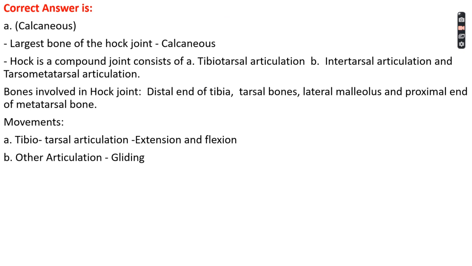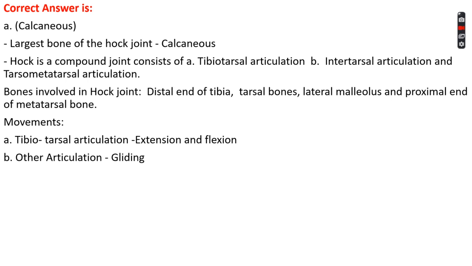If we see, the hock joint is actually a compound joint. It mainly consists of three types of joint. That is the tibia and tarsal joint, that's tibio-tarsal articulation, and there is the intertarsal articulation between tarsal bones, and there's the tarsal and metatarsal articulation that is known as tarso-metatarsal articulation.